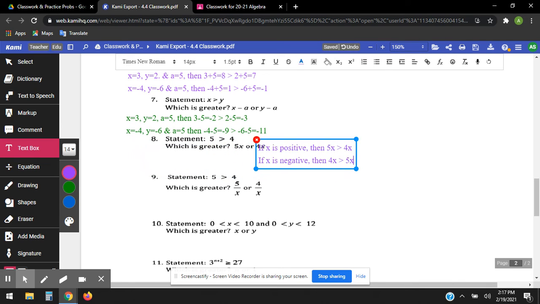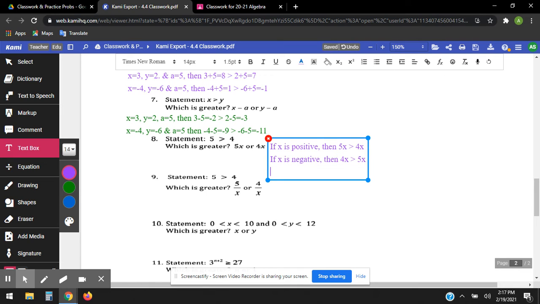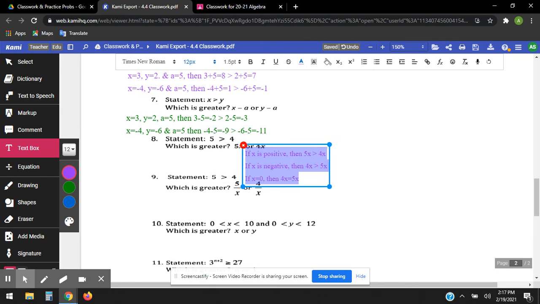Zero. I'm going to scoot these over here so we have a little more space. If x equals 0, then 4 times 0 is the same thing as 5 times 0. Both of them equal 0. So it just depends on what we use to be able to do these. I'm going to shrink this just a tad so it fits in there a little better.